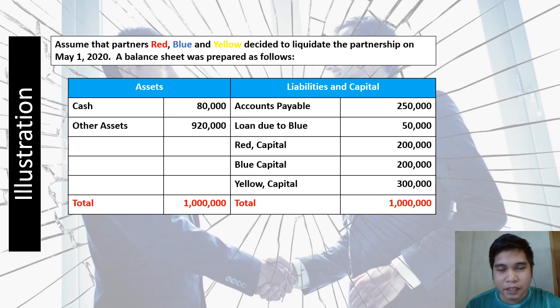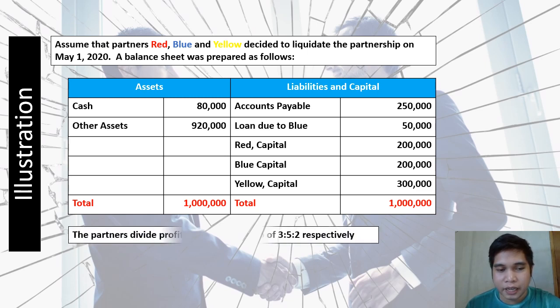So as you can see, wala na pong nagre-reflect dyan na nominal accounts kasi ang assumption natin ay natapos na yung dissolution. Ibig sabihin, updated na po yung capital balances. So dahil updated na yung balance, pwede na tayo pumunta sa process ng liquidation. Based dun sa process ng liquidation, may other information na binigay. Sabi niyan, the partners divide profit and loss in the ratio 3, 5, 2 respectively. Meaning 30% kay Red, 50% kay Blue, 20% kay Yellow.